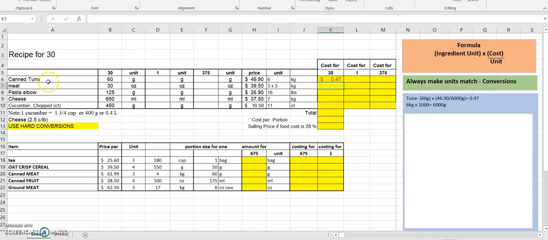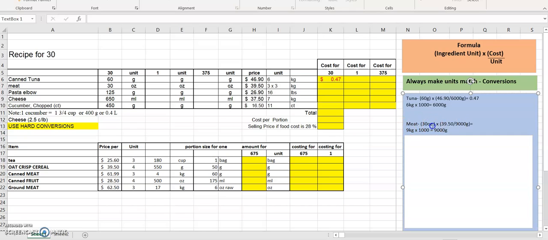On to our next one, we have meat. We're given 30 ounces times $9.50 times 3 by 3 kilograms, so we can easily convert 3 by 3 kilograms to 9 kilograms. So we have ounces and kilograms, and we know we can convert grams and ounces. The first thing we're going to do is convert our 9 kilograms to grams by multiplying by 1,000 again to get 9,000 grams. I'm going to put that here.